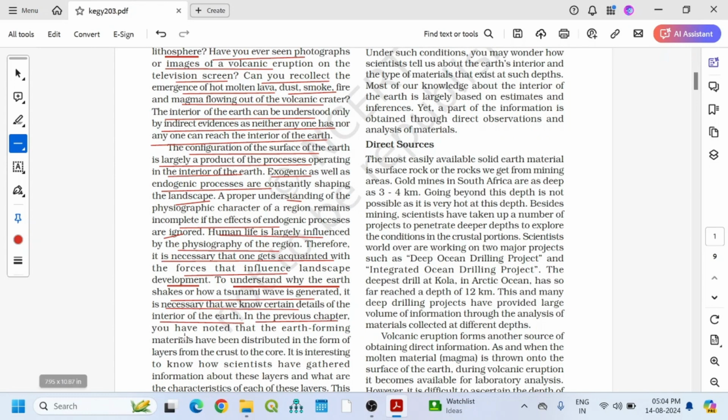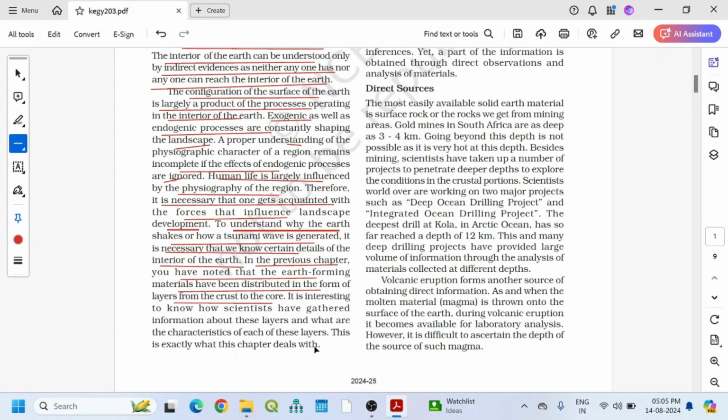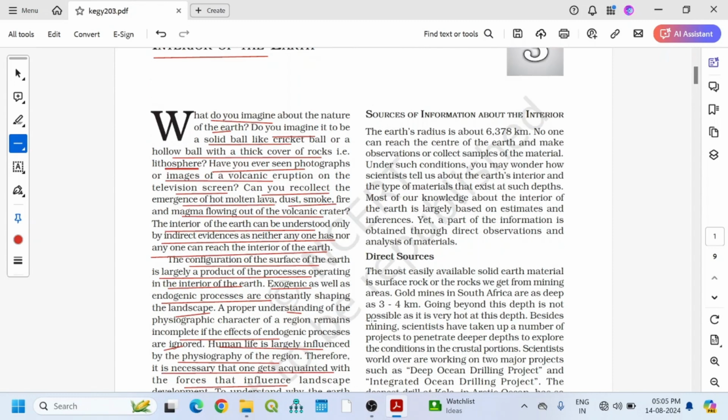In the previous chapter, we have noted that the earth forming materials have been distributed in the form of layers from the crust to the core. It is interesting to know how scientists have gathered information about these layers and what are the characteristics of each of these layers. This is exactly what this chapter deals with. So, sources of information about the interior of the earth.